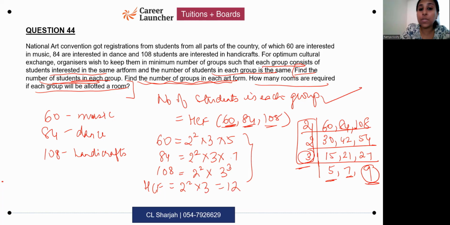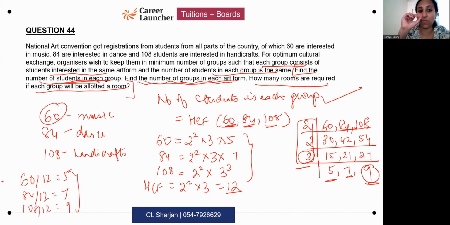How many groups are there in each art form? In music, there will be 60 by 12, 5. So music will be 60 divided by 12, right? So number of groups will be 60 divided by 12, 5. Then 84 divided by 12, 7. 108 divided by 12, 9. So many groups are there in each art form.